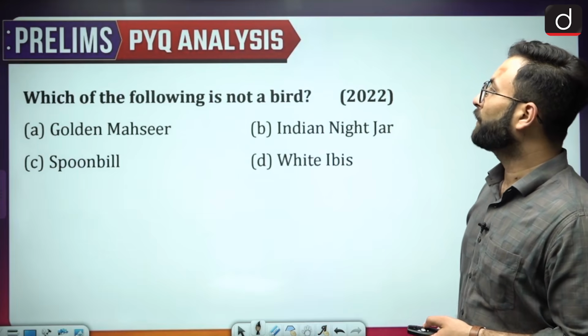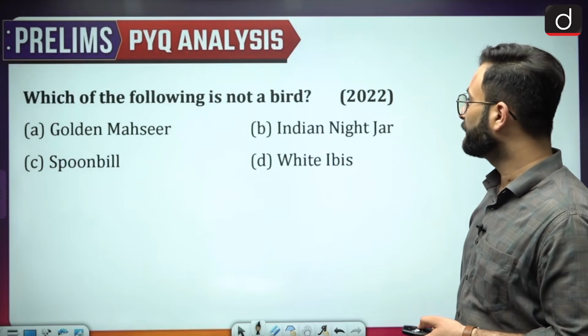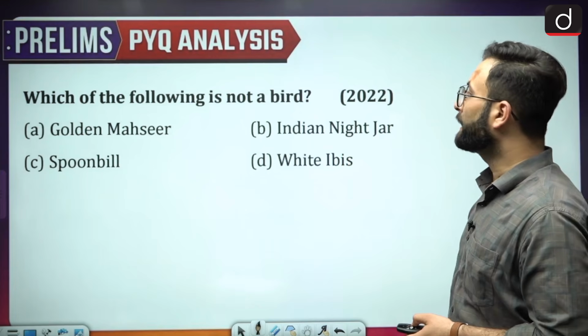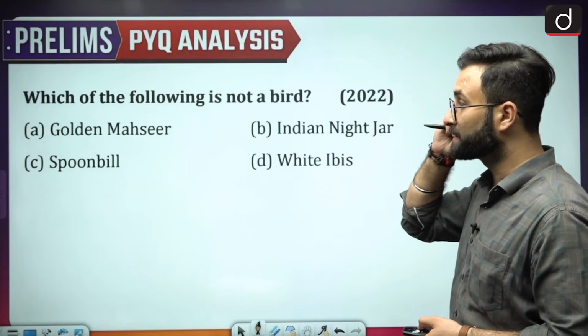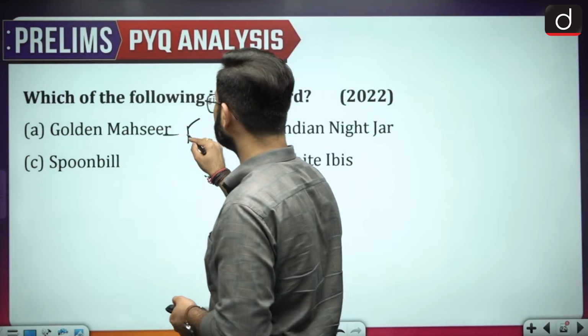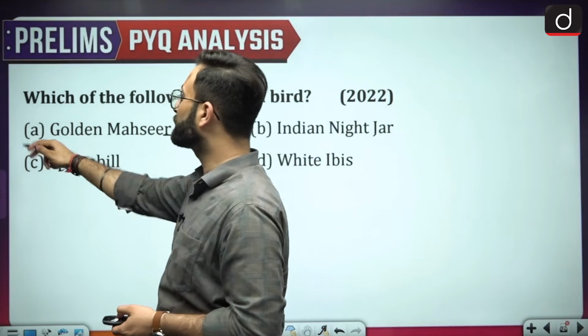Coming to the next one, which of the following is not a bird? Golden mahseer, Indian nightjar, spoonbill, and the white ibis. Now golden mahseer is a fish. If it is a fish, it cannot be a bird. Option A is your right answer.